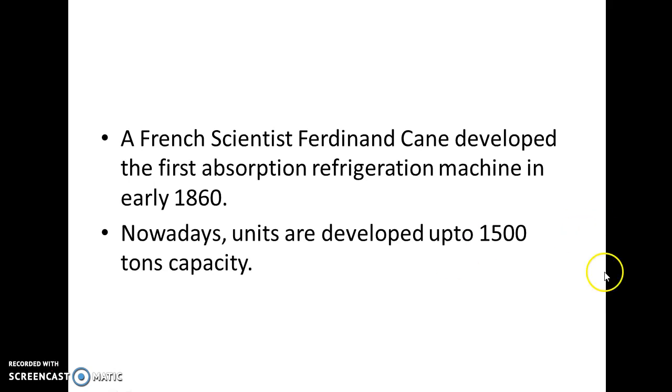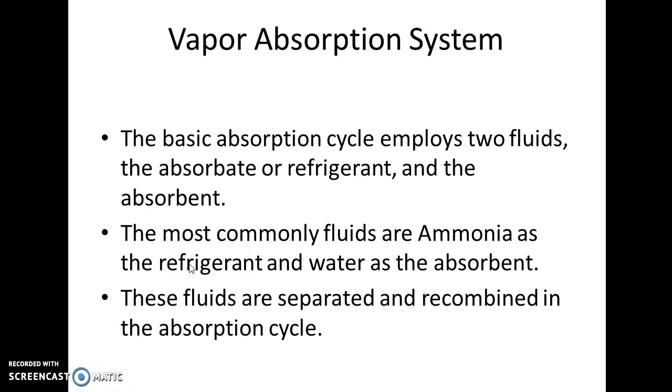The first of its type was discovered by a French scientist, Ferdinand Carré, who developed the first system in the 1860s. It has undergone a lot of changes now. Currently, the vapor absorption units that are being developed have a capacity of around 1,500 tons. Now, we are entering into the main topic, that is the vapor absorption refrigeration system.